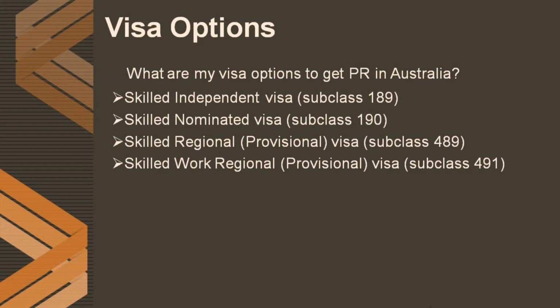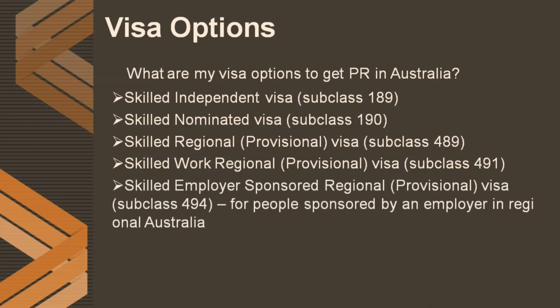After staying in Australia for 3 years on this temporary PR visa, skilled 491, you can apply for visa number 191, which is a permanent residency visa in Australia. And there is something called the skilled employer sponsored regional visa 494. The employer will nominate you and sponsor you to come to their particular hospital in the regional areas in Australia.